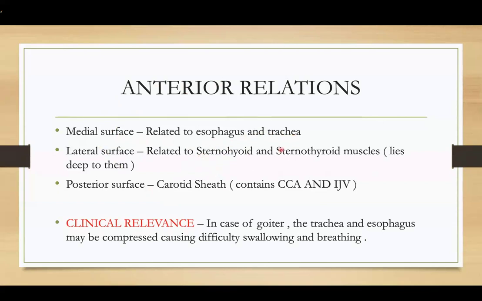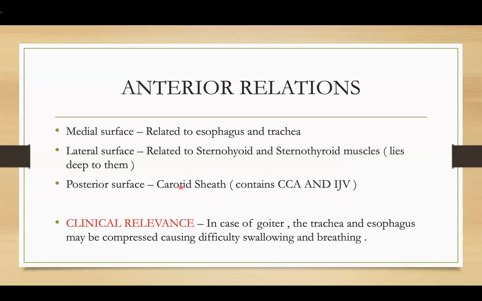Laterally, we have the sternohyoid and sternothyroid muscles, and they're deep to them. So they're lateral and they're also kind of posterior. So you could say they're posterior lateral. And then completely posterior, we have the carotid sheath, which contains the CCA, the common carotid artery, and the IJV, which is the internal jugular vein.